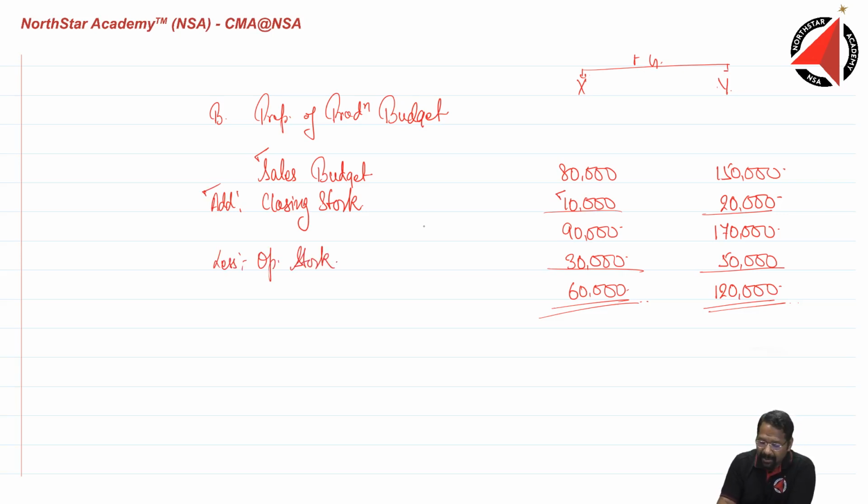Remember SC: S for Supreme, C for Court. So Supreme plus Court is Supreme Court. So just remember SC. S plus C we do: sales plus closing stock. And then what is left? Whatever is left is minus only.